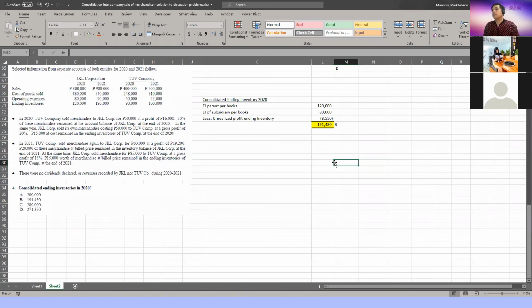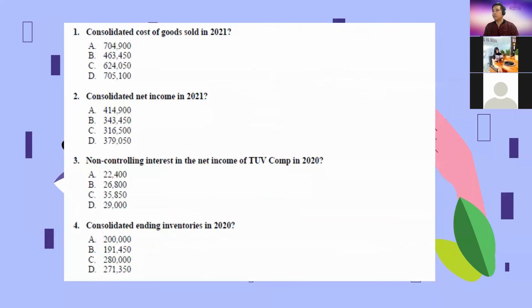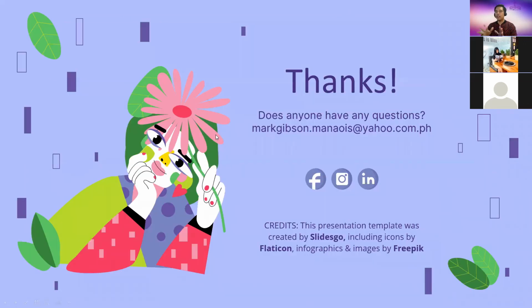Okay. So another cheat sheet, no? If I may say. Okay. So we have completed problem number 2. But actually, that ends our discussion on the consolidation, no, on intercompany sale of merchandise.